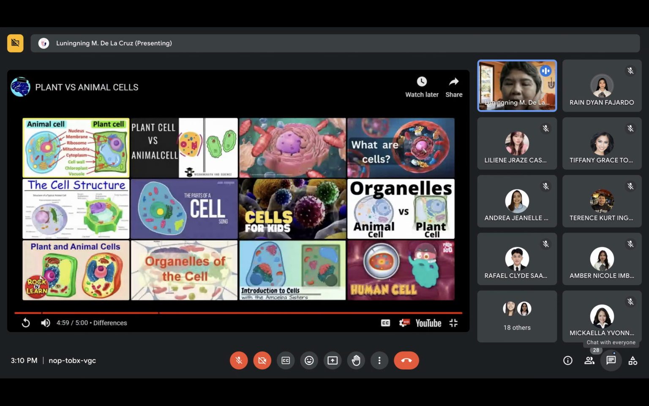Okay, do we have cell wall? No, we don't have cell wall. Okay. Now, why do you think animal cells are not rigid? You're right, anak. Eliza, very good. Why do you think animal cells should not be rigid?